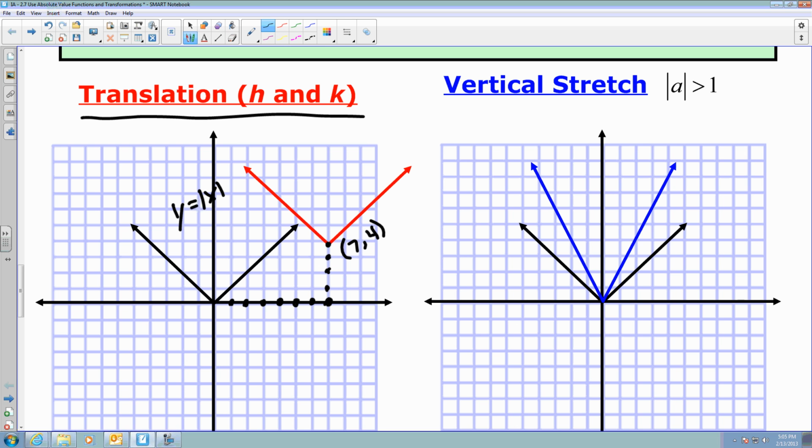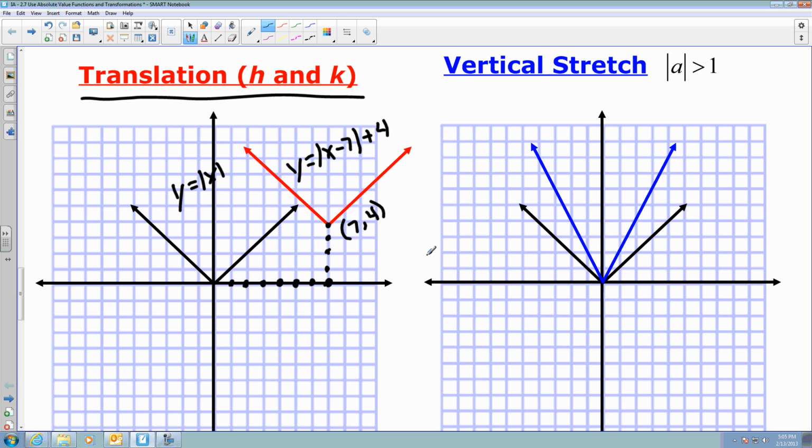And if I were to write an equation for this new one, it would be y equals the absolute value of x minus 7, because it moved to the right 7, close my absolute value, plus 4. So that would be the equation for that particular one, because there was no change in the vertical stretch or shrink, but we did shift it to the right 7 and up 4.